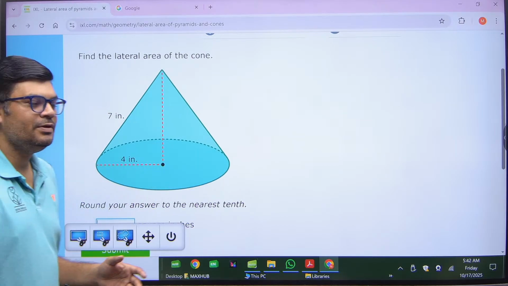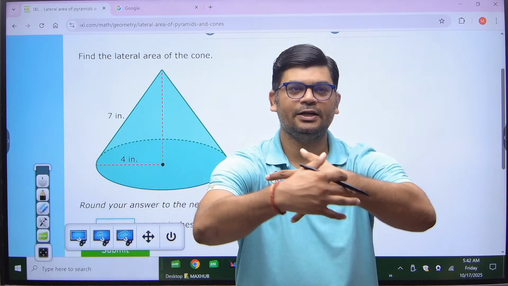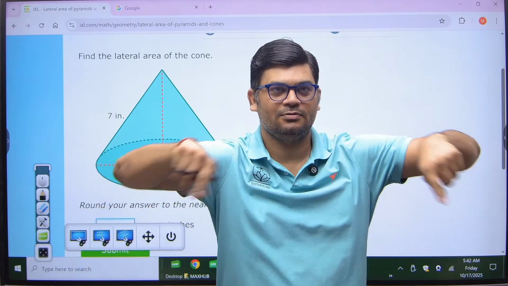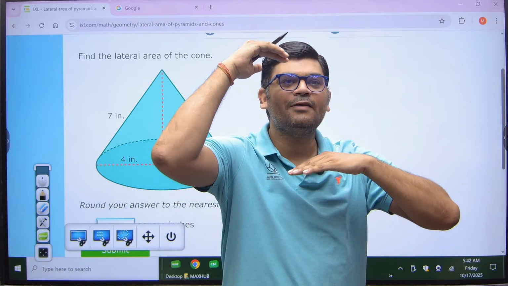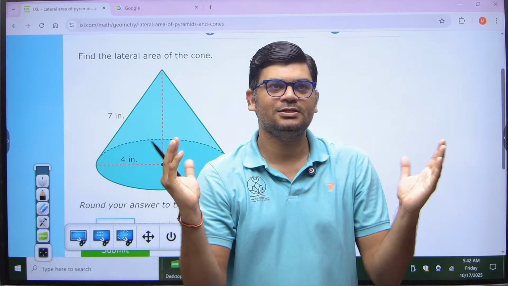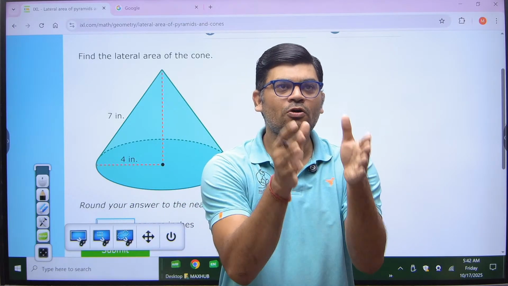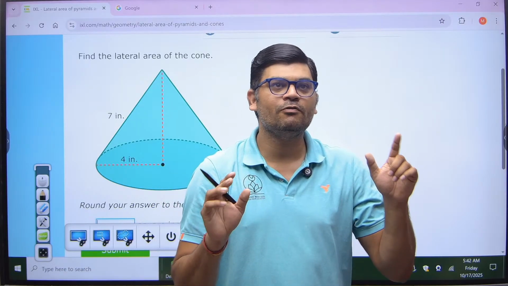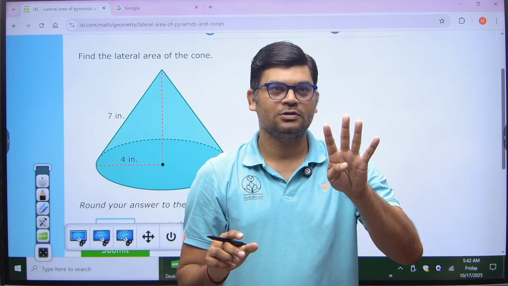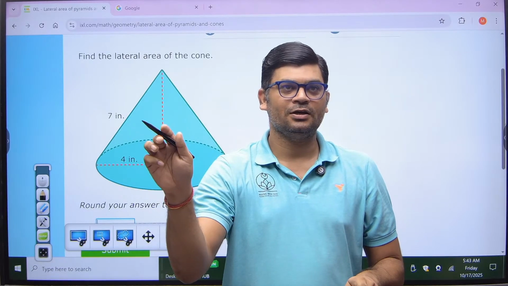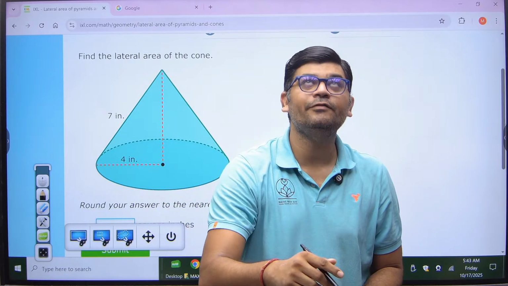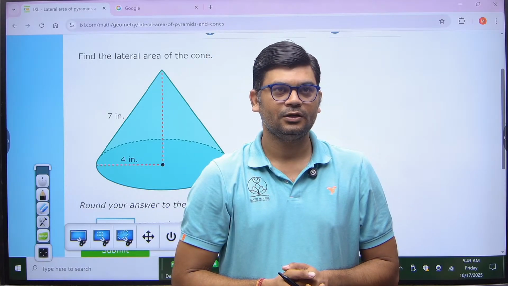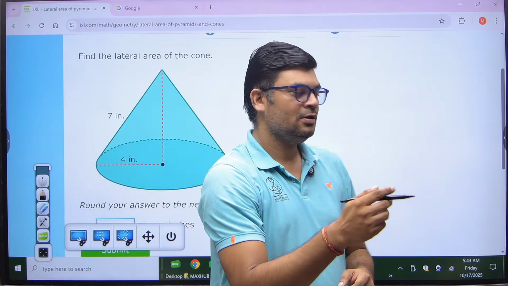Lateral means, suppose you go to a tree, you want to hug that tree. So how will you do it? All this area, apart from top and bottom, all other area, sidewise area. In your house, you see all the walls. How many walls do you have in your house? 4 walls. That is lateral surface area. If we include top and bottom, it will become total surface area. Lateral means sideways.